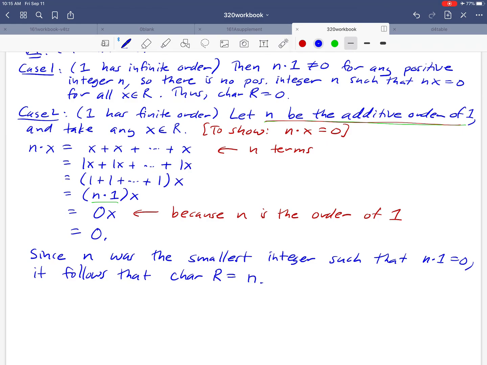So we've just proven that this number n, the additive order of 1, is the smallest number that's going to work, such that for every element in our ring, we can take n copies of any element in the ring, add them together and get 0. Okay, and we're done.